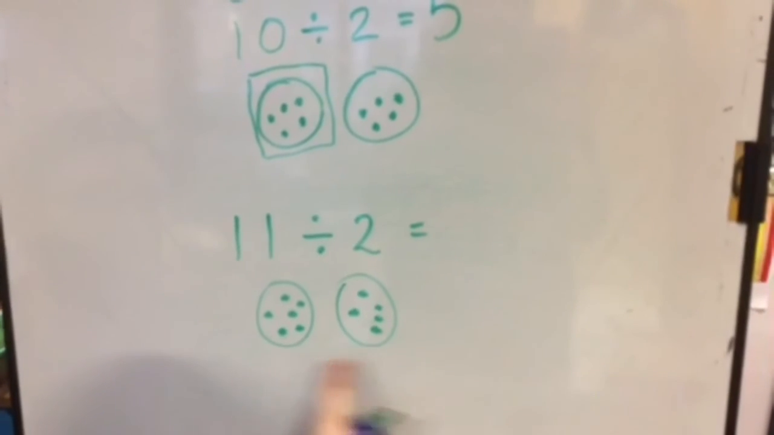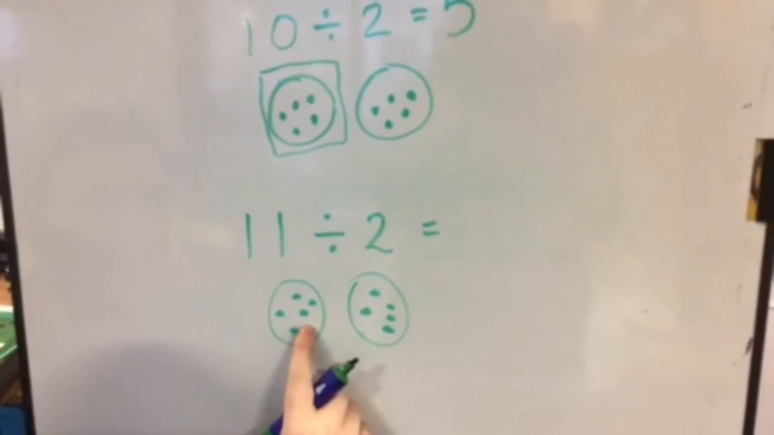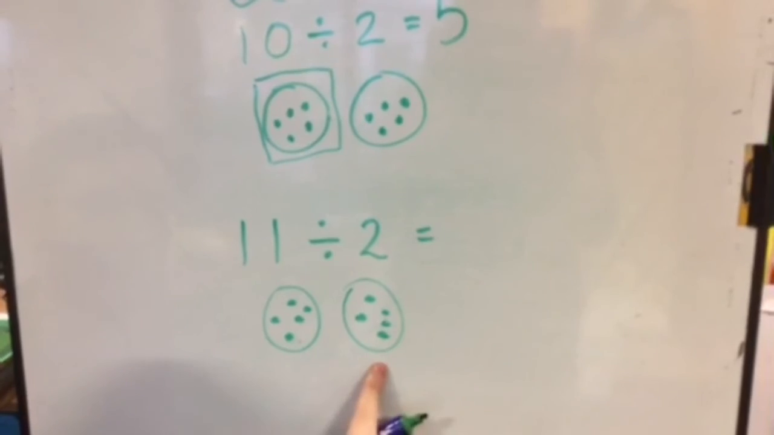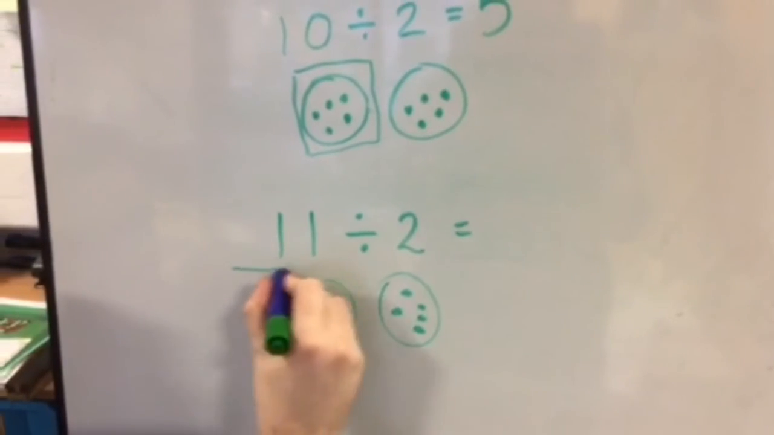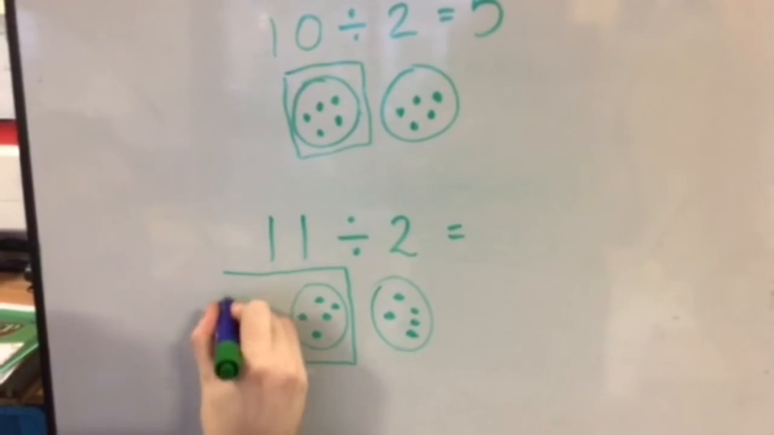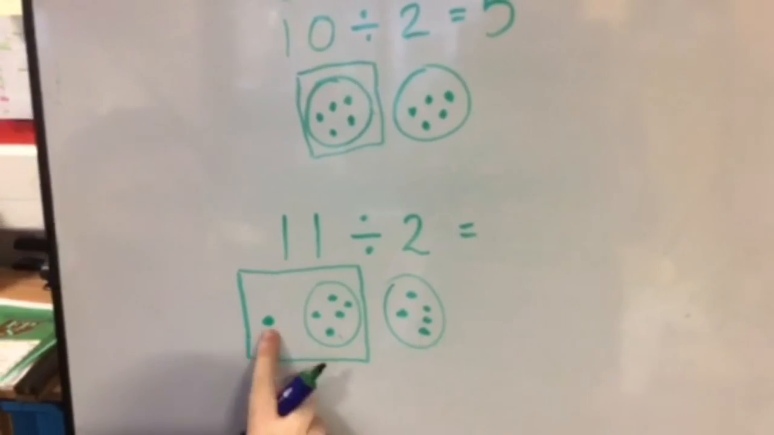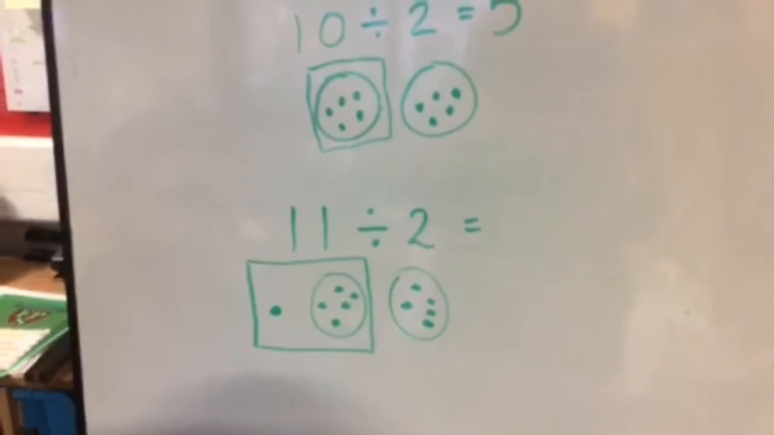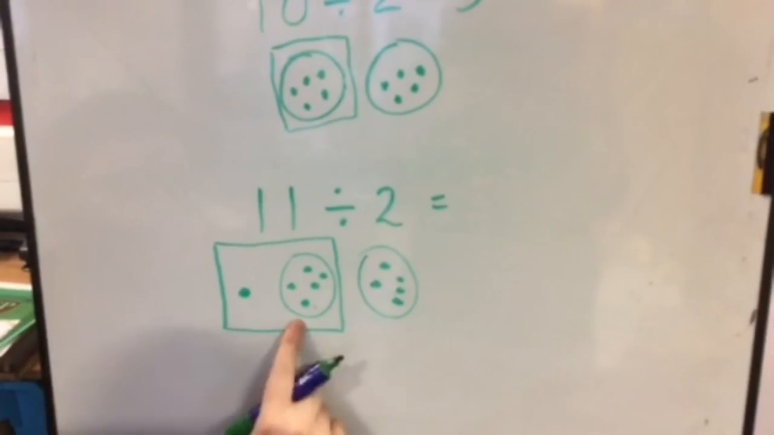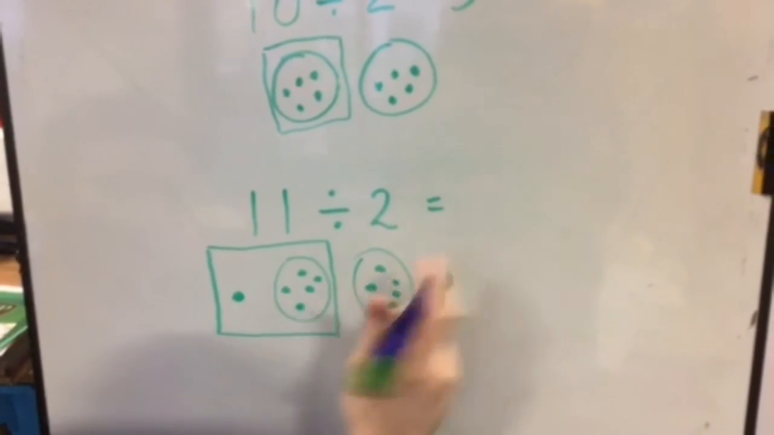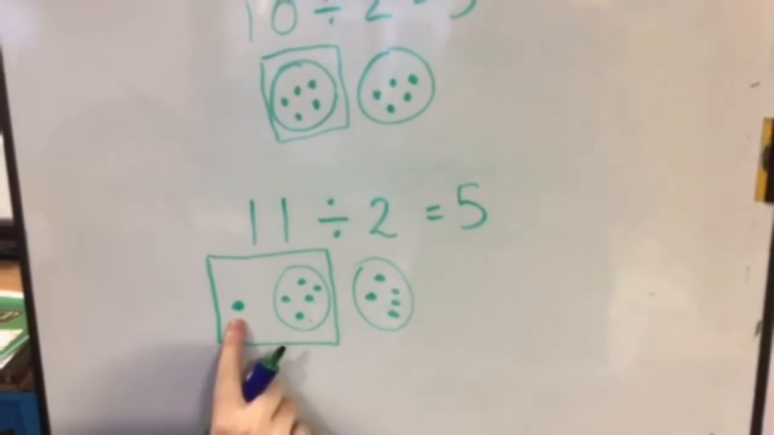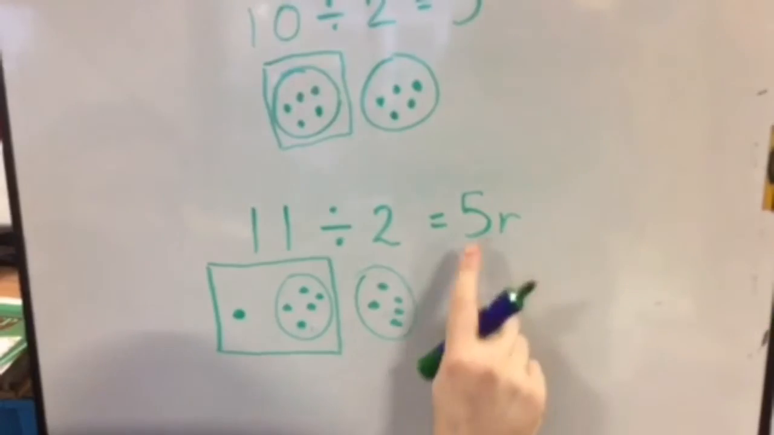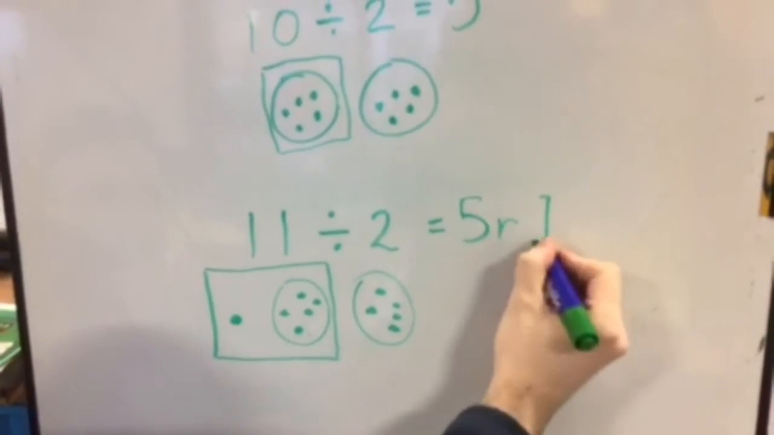We can't do that because our groups need to be equal. So I would get rid of that one out of there to make them equal, and then I'd just put it on the outside. And again, my answer would be the value of one of my circles, but then I've also got some left over. So I would show or represent this in my answer as my answer being 5, because that's the value of my one circle, but then I've got a remainder because I've got 1 left over. So I've got 5, remainder 1.